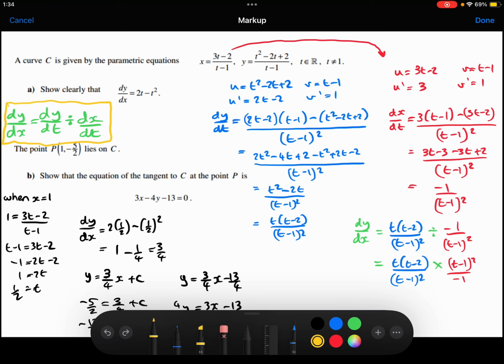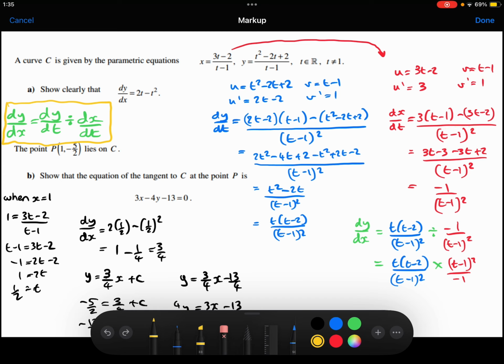Then in red, I've done exactly the same thing with the x function. So quotient rule, I've said the u is the 3t minus 2, because that's what we've got on the top here. And I've said the v is t minus 1, because that's what we've got on the bottom here. Differentiate the 3t minus 2, we get 3. Differentiate the t minus 1, we get 1. Apply the quotient rule, so u dash times v minus v dash times u, all divided by v squared.